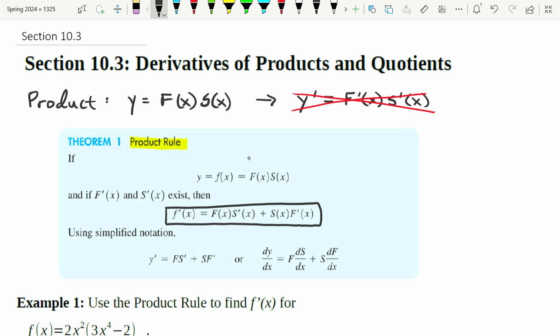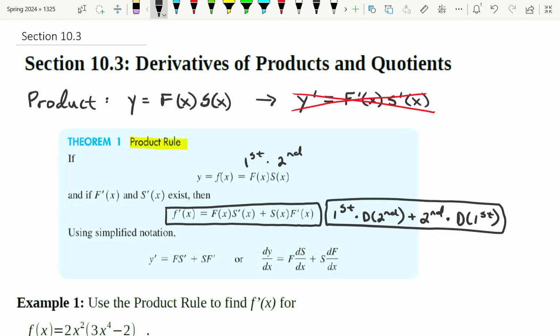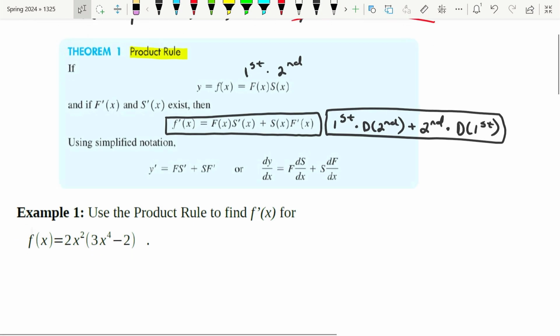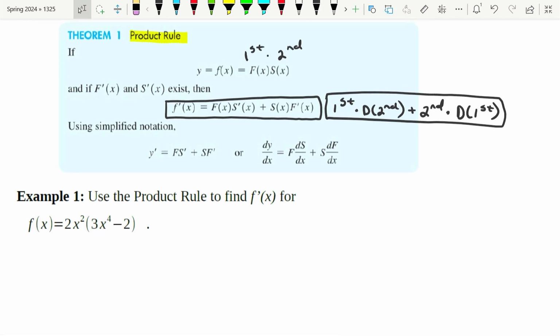I like to think of it as the first part times the second. And the product rule tells us we do the first times the derivative of the second plus the second times the derivative of the first. But that's both the notation way of writing it and a more perhaps familiar way we could think of it as we go through using the product rule. Let's use the product rule on this one here.